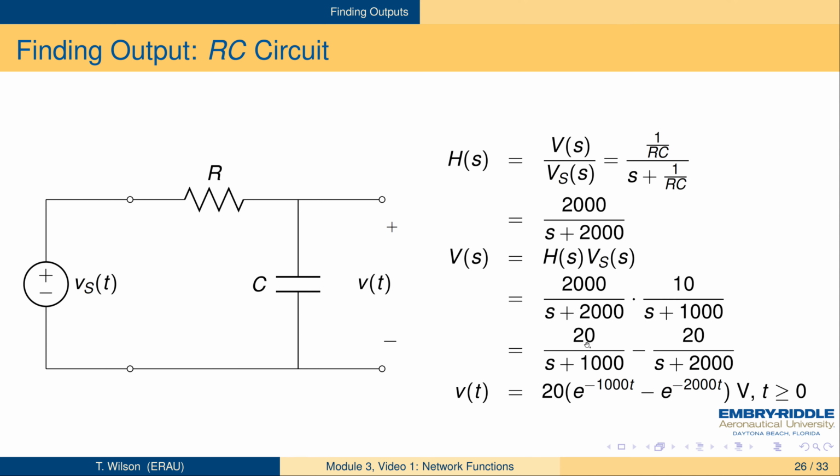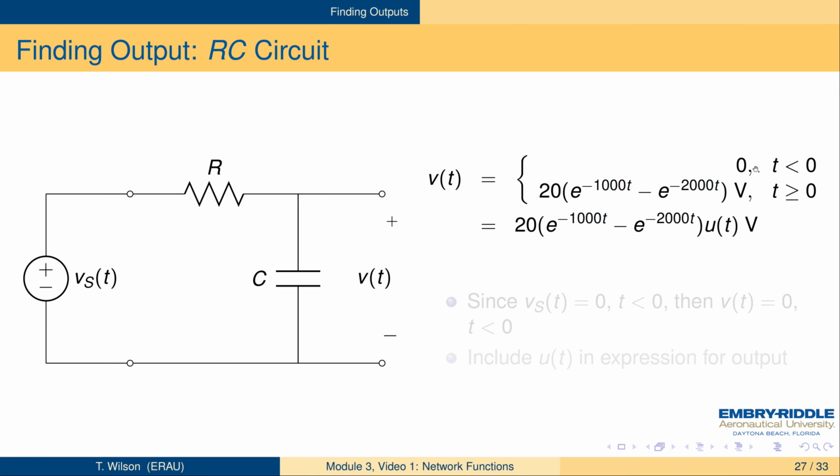Cover up s equals minus 1000, amplitude 20. Cover up s equals minus 2000, amplitude minus 20. And so the time domain for t greater than or equal to 0 is 20 times e to the minus 1000t minus e to the minus 2000t. Nice that this is equal to 0 at t equals 0, and it's a zero state response, and it's a capacitor, so we know the voltage ought to be 0 over here.